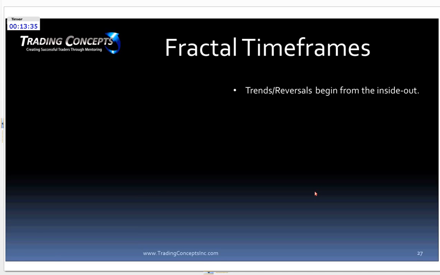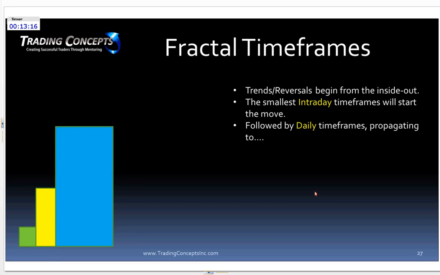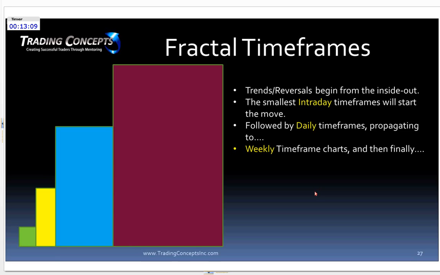So trend reversals begin from the inside out. If we have a small little time frame down there in the green in the lower left that starts to reverse, then that smaller intraday time frame will start the move, and it will start to propagate to the next fractal time frame in the yellow, which is maybe the daily time frame here. And then that's going to propagate to the blue, which is the weekly time frame, and then eventually that will propagate out to the monthly chart in the red.